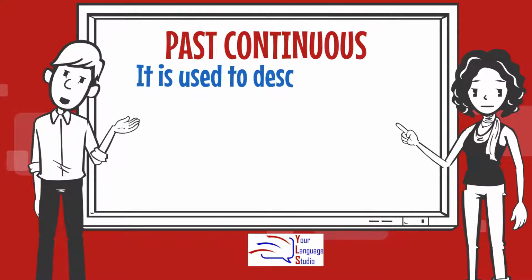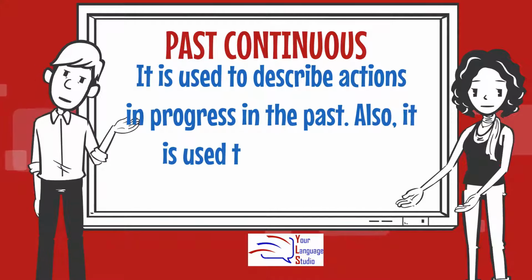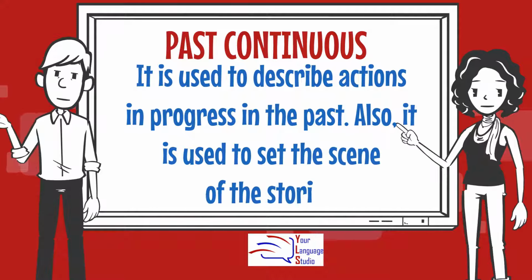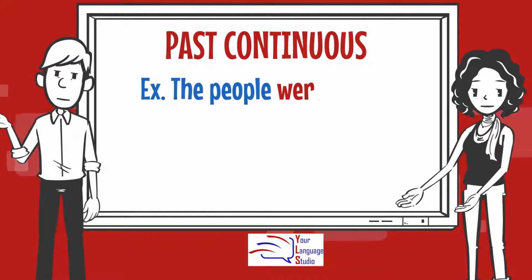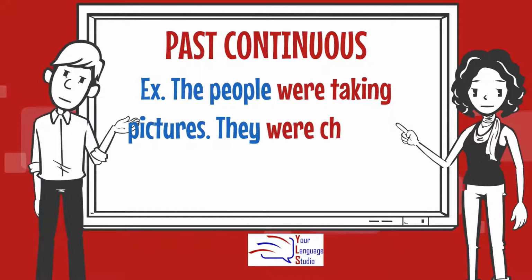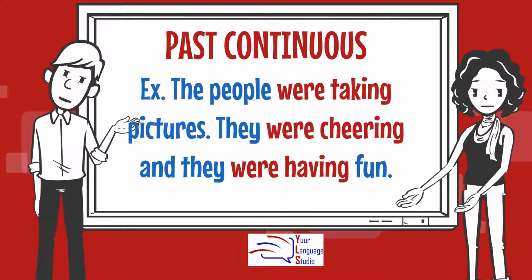We also have the past continuous. This one is used to describe actions in progress in the past. Also, it is used to set the scene of the stories. For example, the people were taking pictures, they were cheering, and they were having fun.